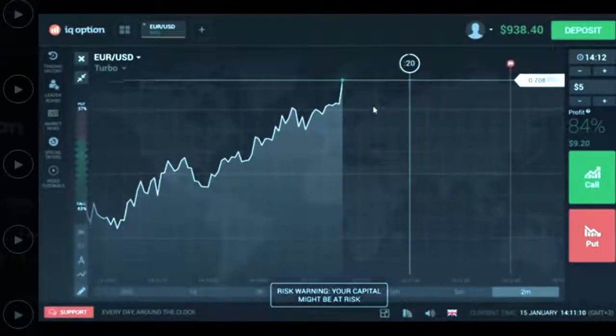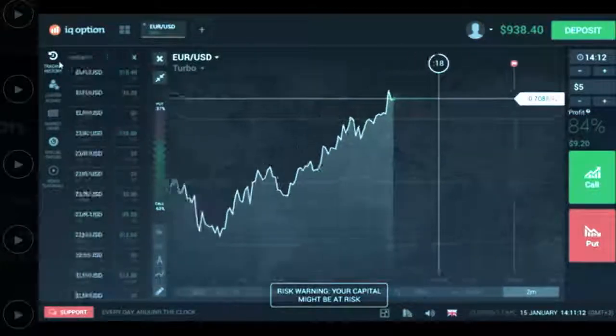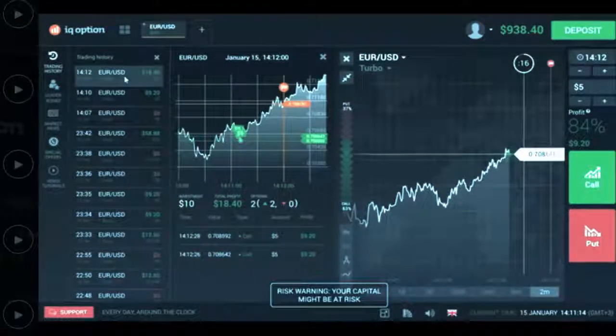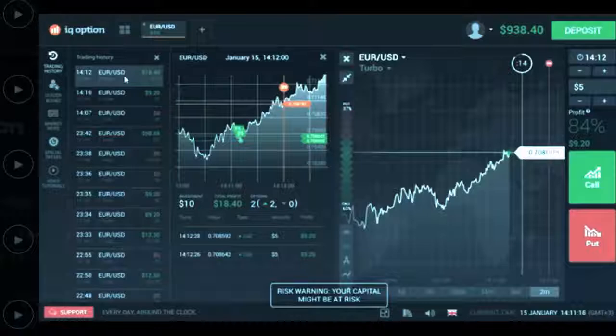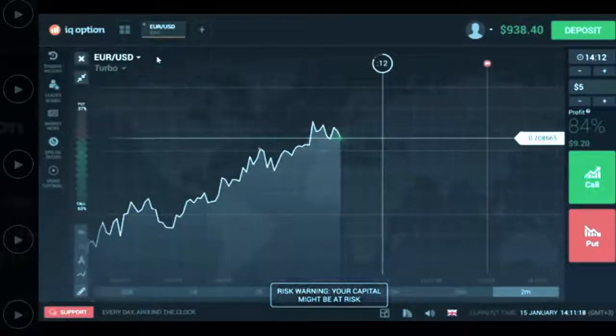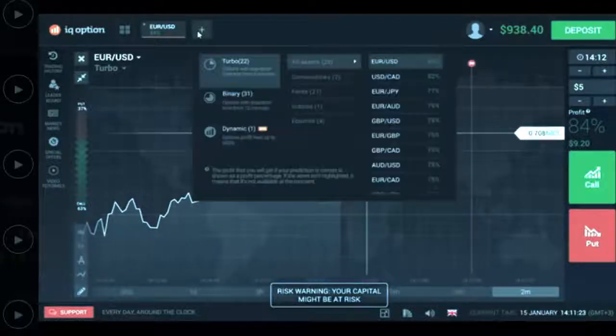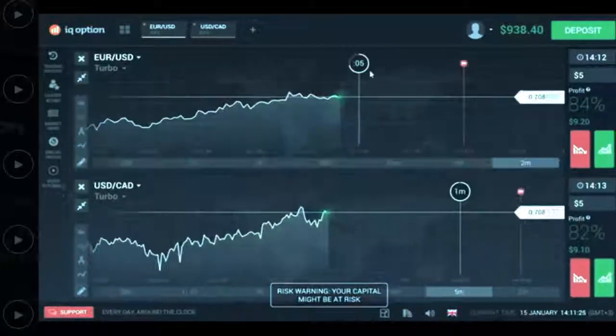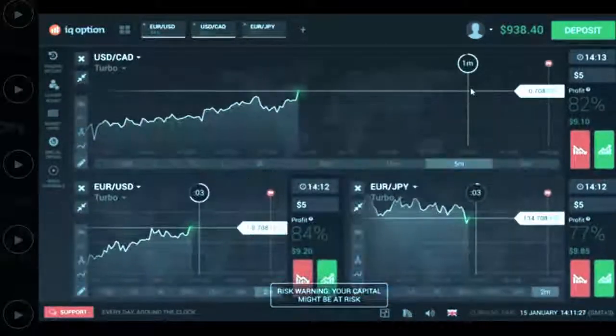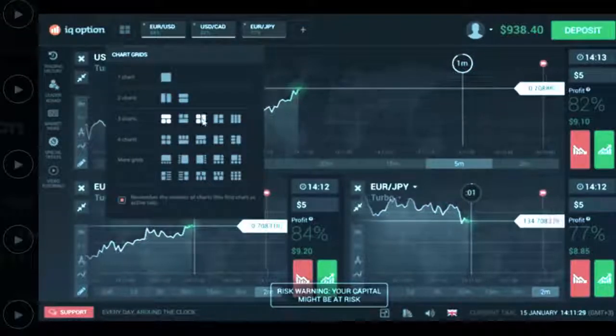Detailed information on all of your current and completed transactions is shown in the left panel under the History section. Also, you can trade on multiple assets. To do this, on the Tab panel located at the top, you need to add the assets you're interested in trading and specify their locations in the grid layout.